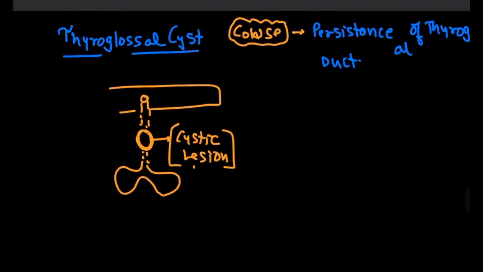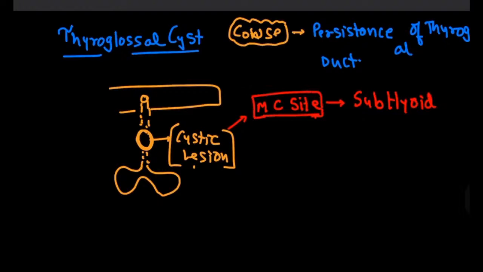Now the first most important point you need to remember is, what is the most common site? The most common site of a thyroglossal cyst is the subhyoid region, that is, it is present just below the hyoid bone.